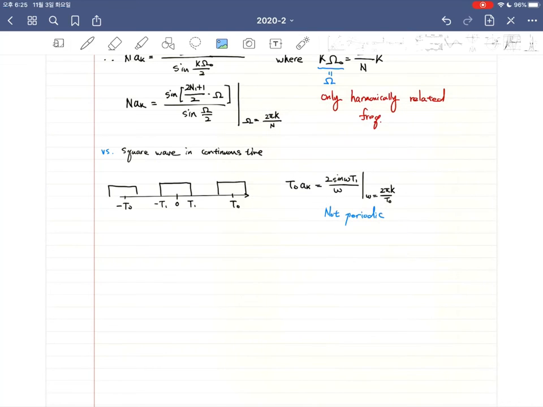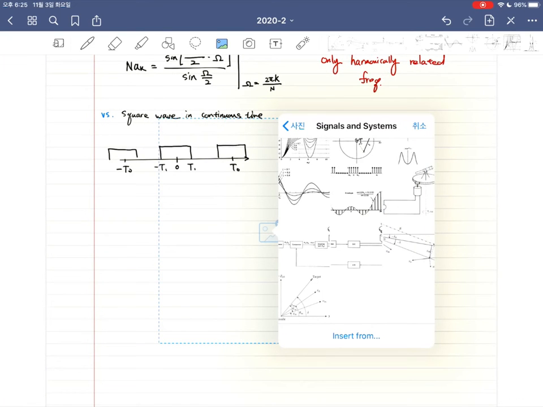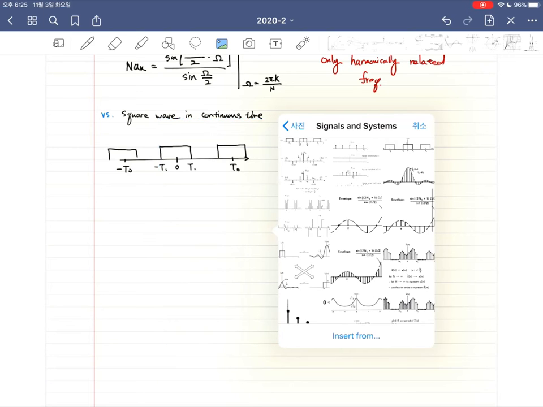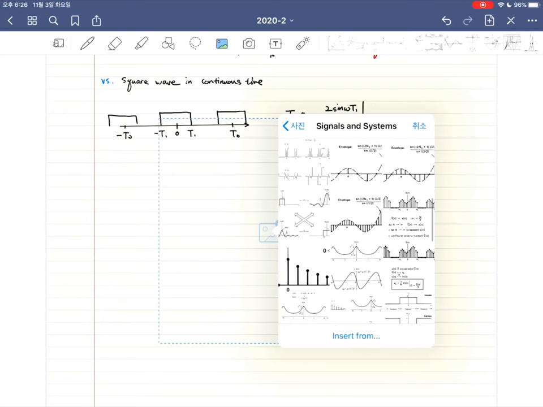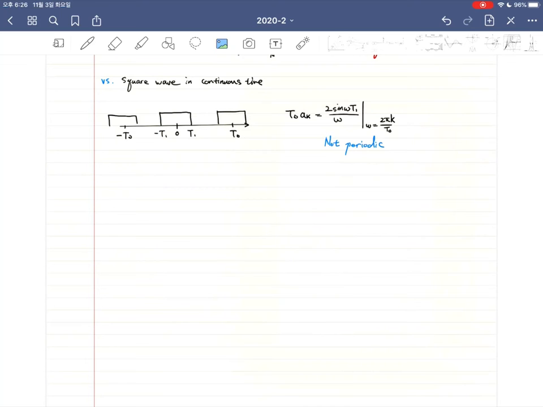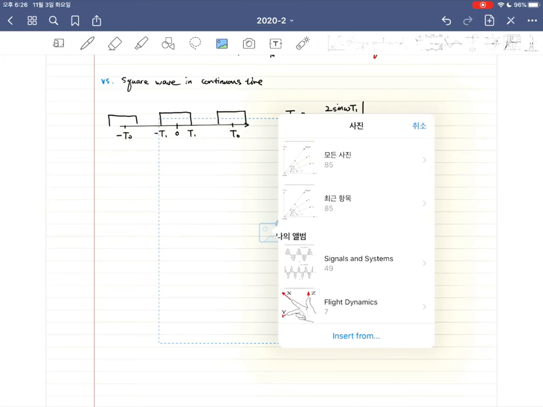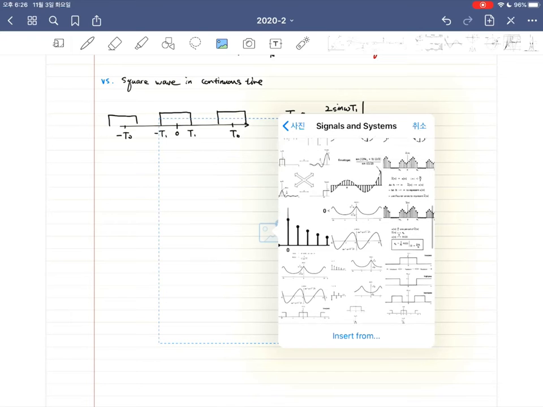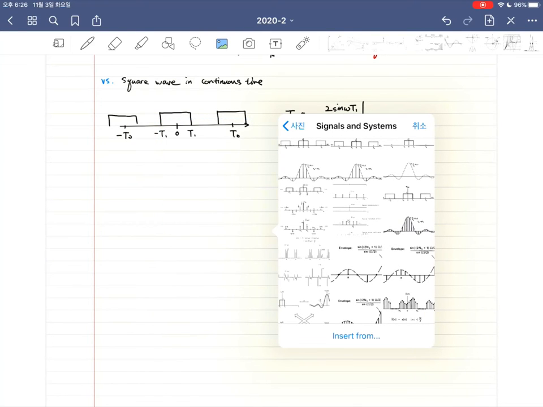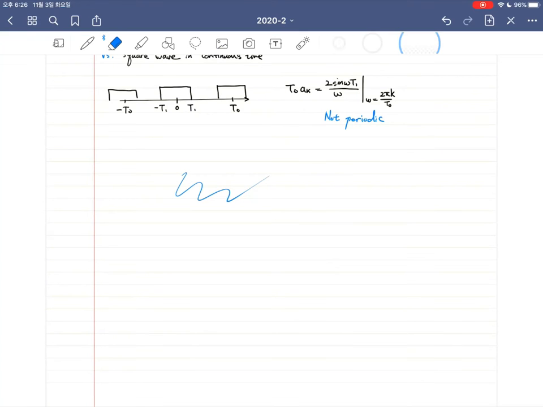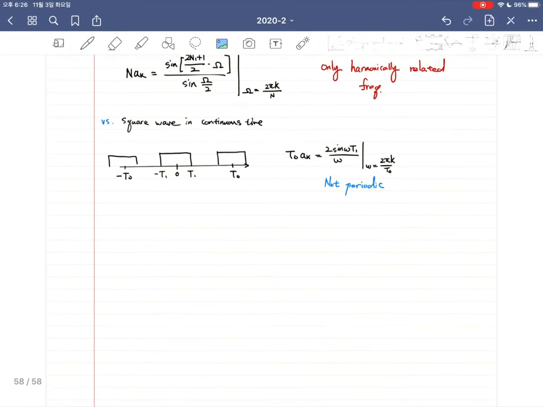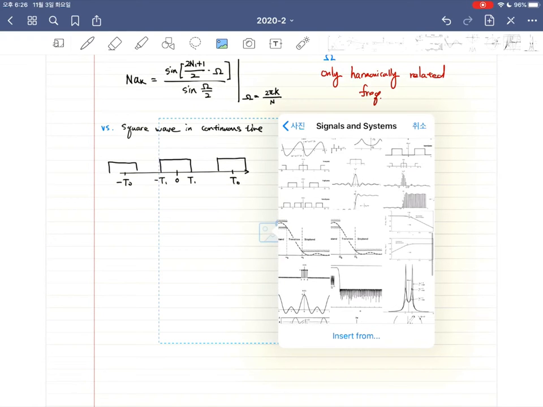Okay, I think something's wrong with my iPad. I'm not sure why this is not working.